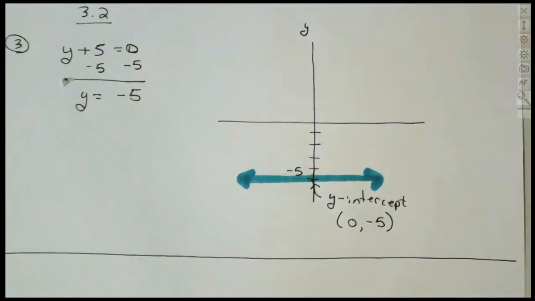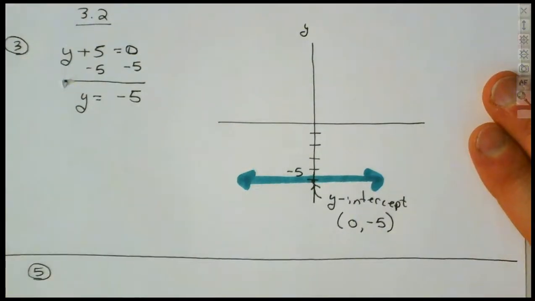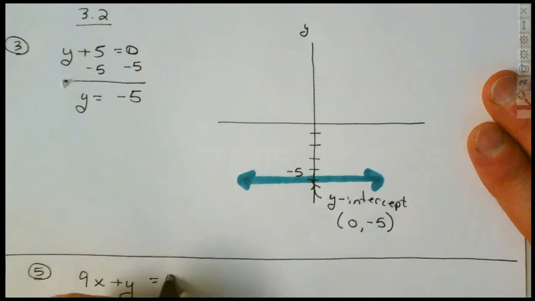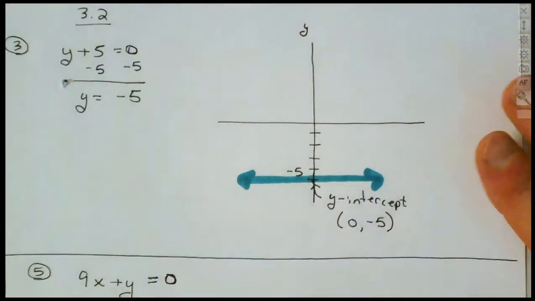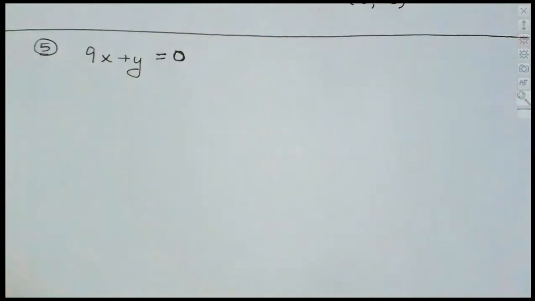Question 5 is next to look at. In question 5, we've got 9x + y = 0. So when we look at question 5, automatically what do we know? Well, we know that this is going to be some kind of diagonal line. We've got the x and we've got the y both.